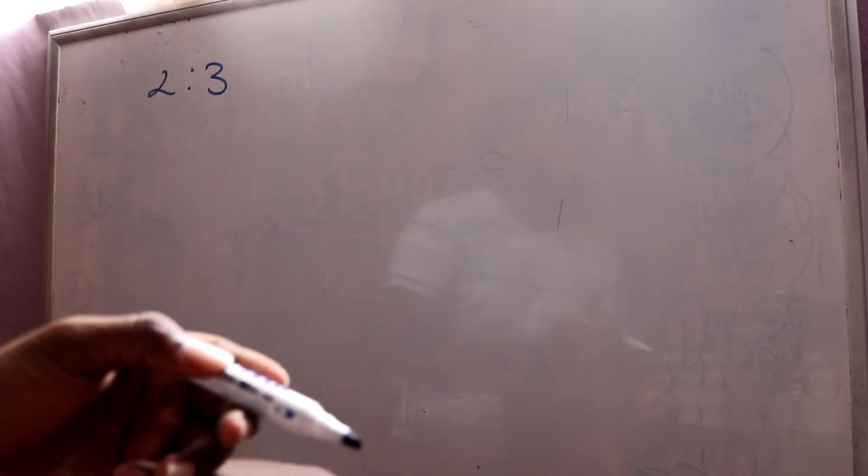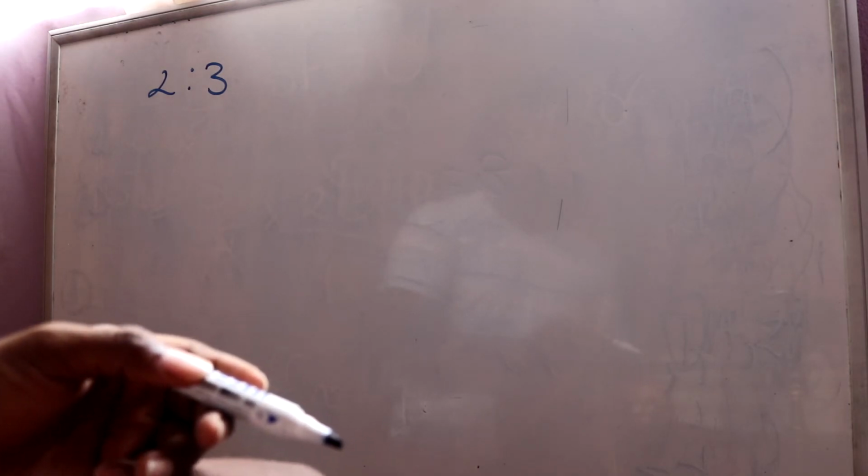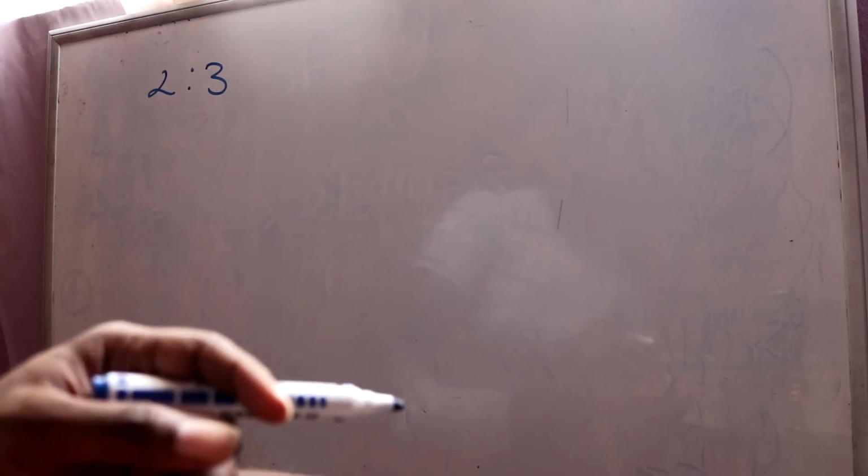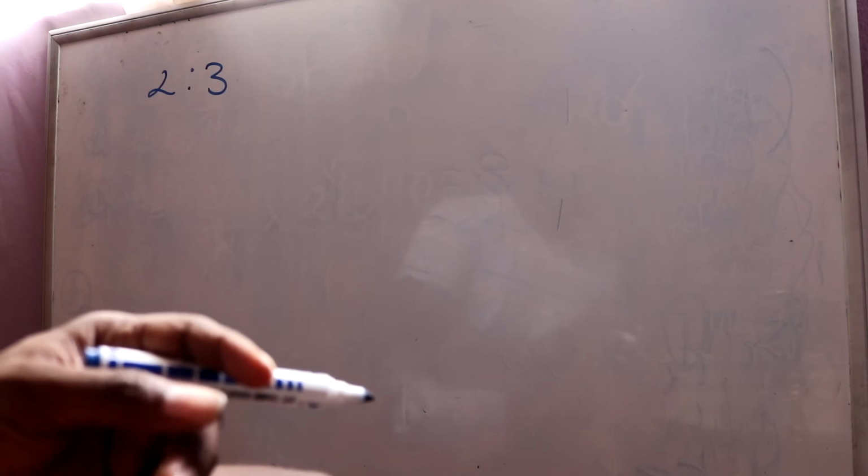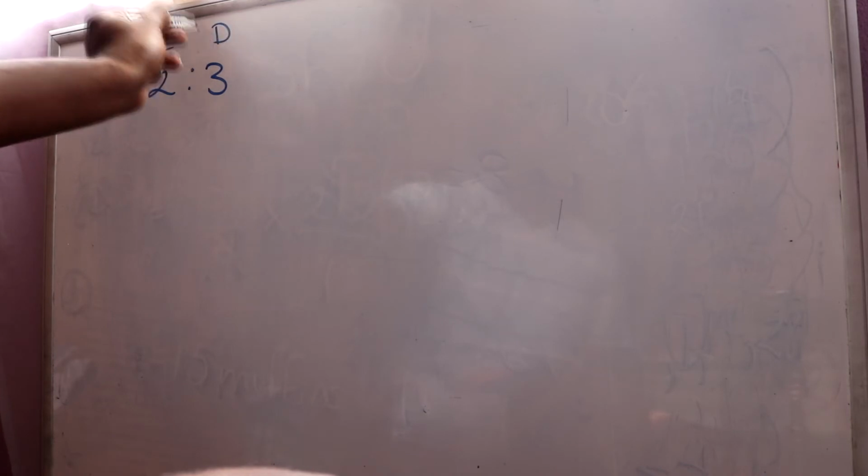So we have our ratio here, 2 to 3. Now go ahead and tell me which one should be cats and which one should be dogs. Because if you read the question, cats come first and then dogs second. It says cats to dogs. So therefore, the 2 is for the cats and the 3 is for the dogs.